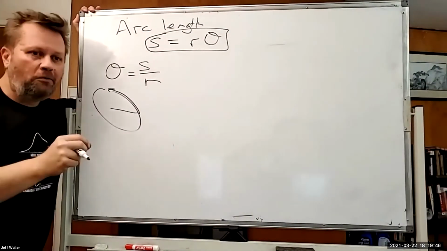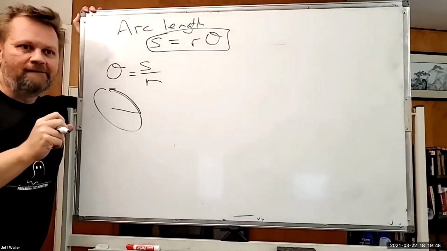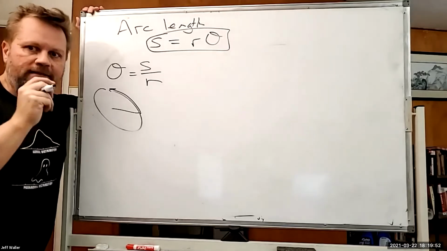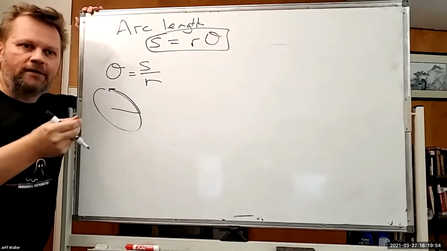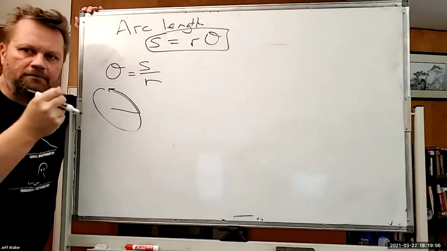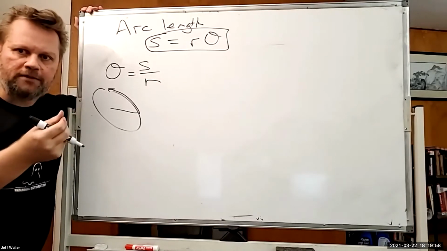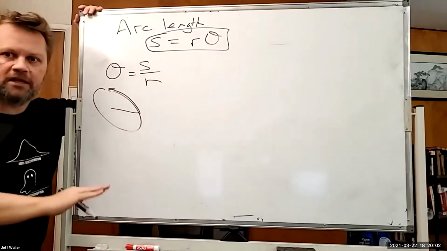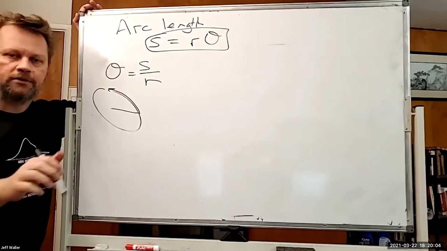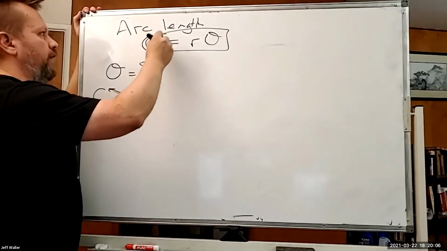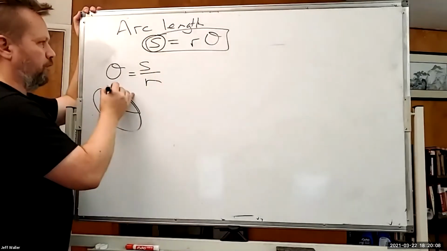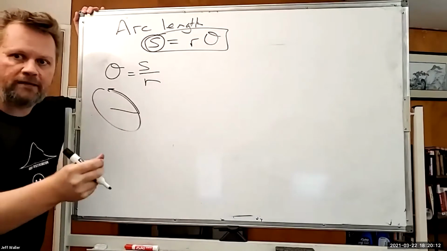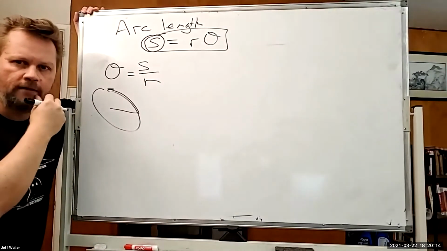This will only work if the angle is in radians, because that's the only measure for an angle that has physical meaning to it. You put degrees here, it doesn't mean anything. So if this is trying to tell me the actual length around the circle, I must use an angle that relates to that, and that's got to be radians. Okay. So now watch.